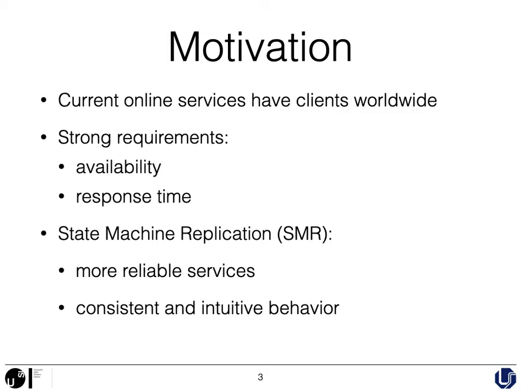Online services are more and more present in our lives, and they typically have clients spread all over the globe. And this imposes some strong requirements like availability and response time. State machine replication is one such approach to improve the availability and provide more reliable services, while still keeping, from the point of view of both clients and application developer, a consistent and intuitive behavior. This means that even though we are adding more copies of our original server, clients and application developer can still see the system behaving like there was only a single server.